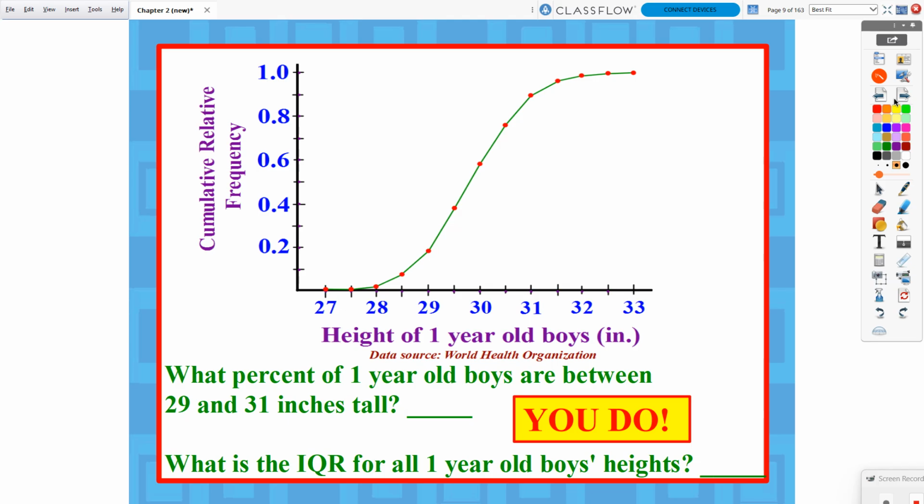All right, so now I've got a couple you-do problems for you to try with an ogive. So you do number 1 for ogives. What percent of 1-year-old boys are between 29 and 31 inches? You're going to have to do a little double time work on that one. Likewise, what is the IQR for all 1-year-old boys' heights? So you're going to have to remember what was the formula for IQR from chapter 1. And again, you're going to have to do a little double work to be able to figure out what those values are so that you can calculate the IQR.